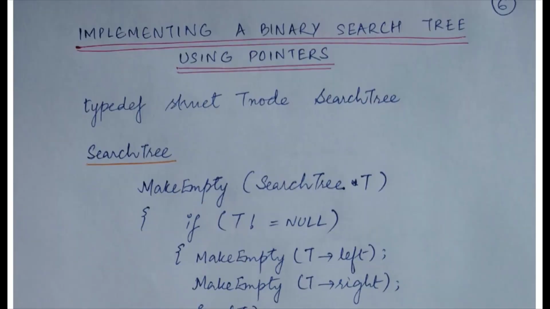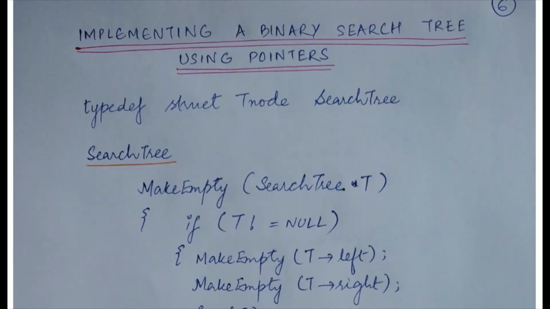Now we want to implement this binary search tree using pointers. We already defined the structure for a binary search tree. For a tree, basically the T node structure, it has an element, and it has a left and a right child. So we do a typedef struct T node search tree. We call our tree the search tree, and then we start writing the functions for that.